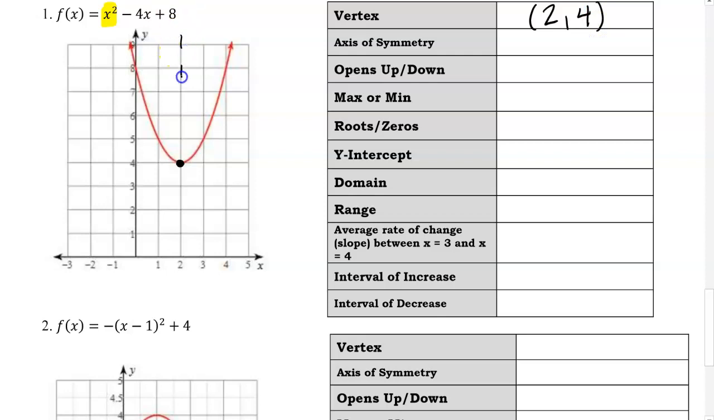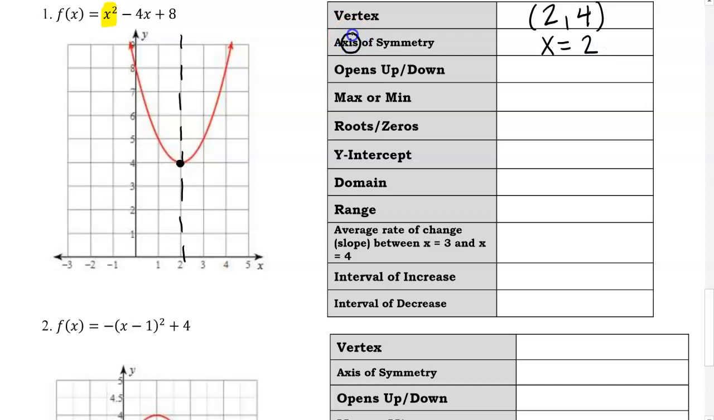The axis of symmetry is the equation of the line that passes directly through the vertex, and you would be able to fold the parabola in half on this line. It would meet up perfectly on both sides. So the axis of symmetry is always x equals the x value of the vertex.